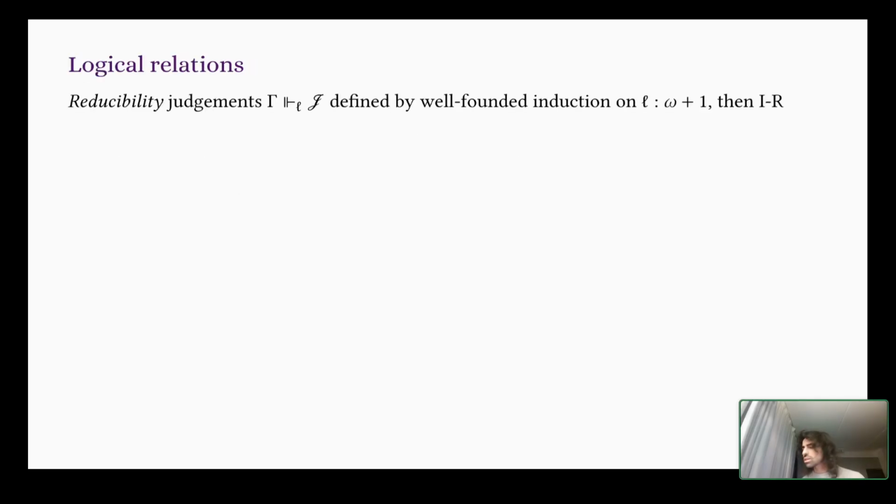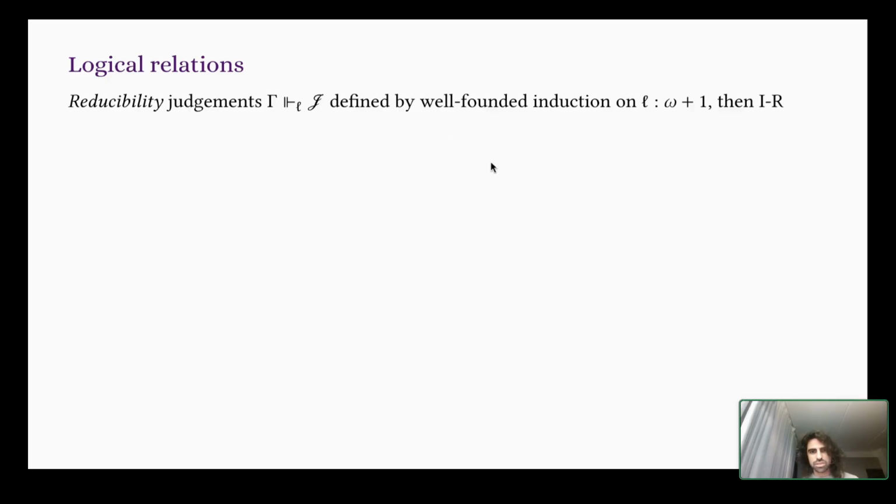Okay, so the logical relation, the structure of it is standard. We define reducibility judgments, which are meant to model the typing rules. So this J stands for either A is a type or T is a term of A, or one of the equalities between types or between terms.